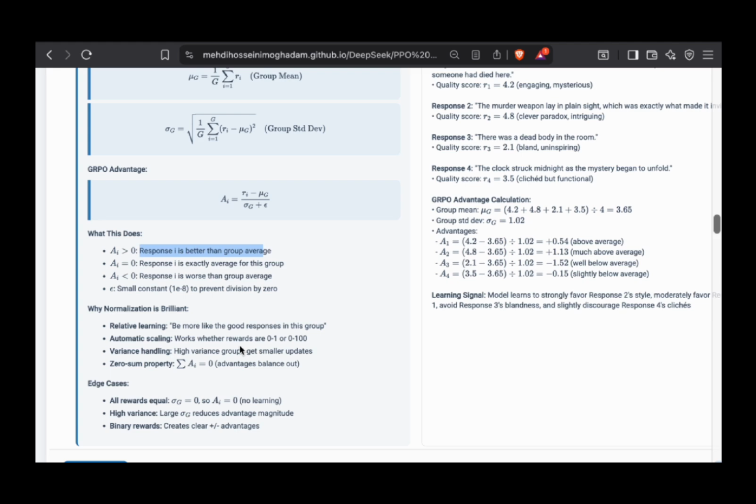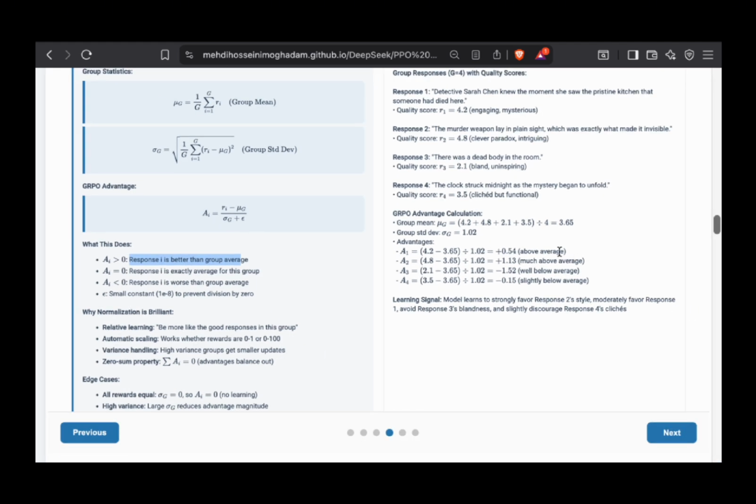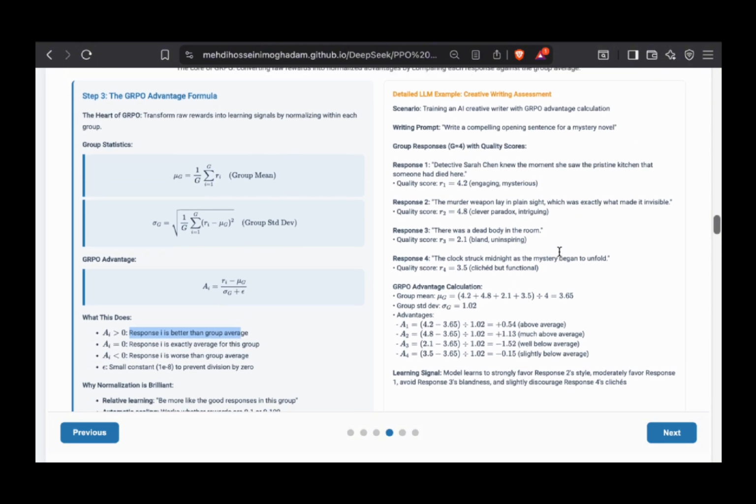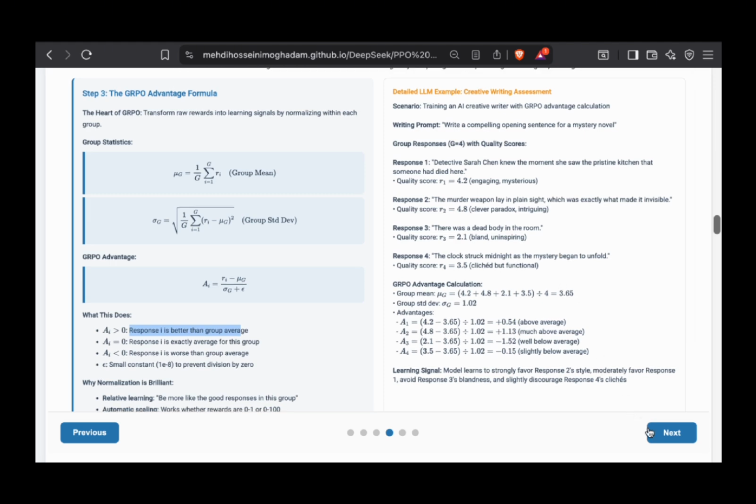And again, yeah, there is also another numerical or LLM based example which you can go through, which I'm not gonna go through here for the sake of time, to save some time.